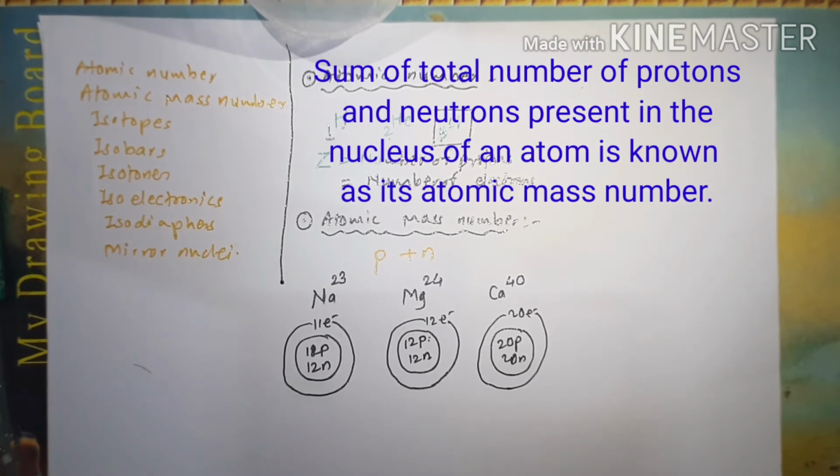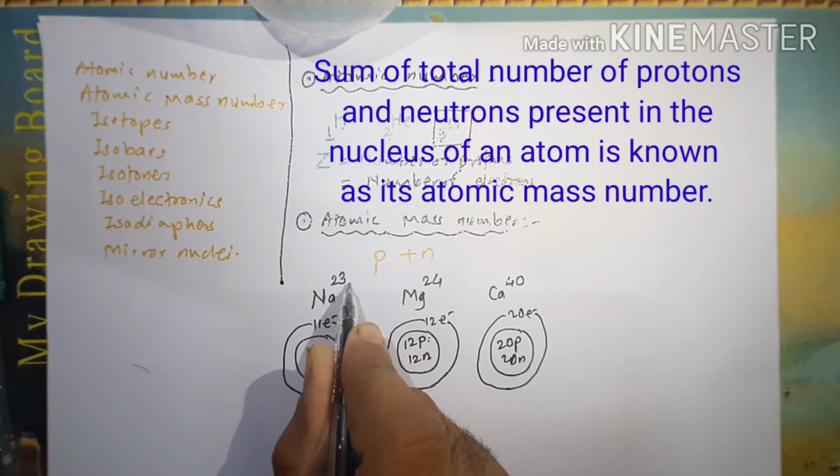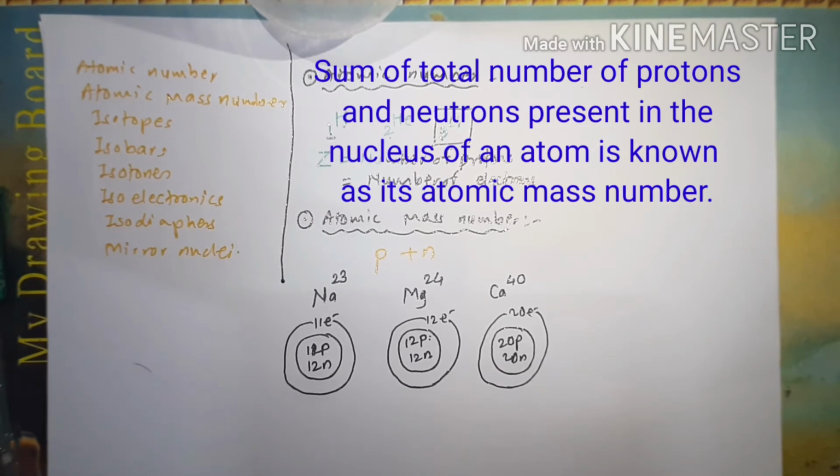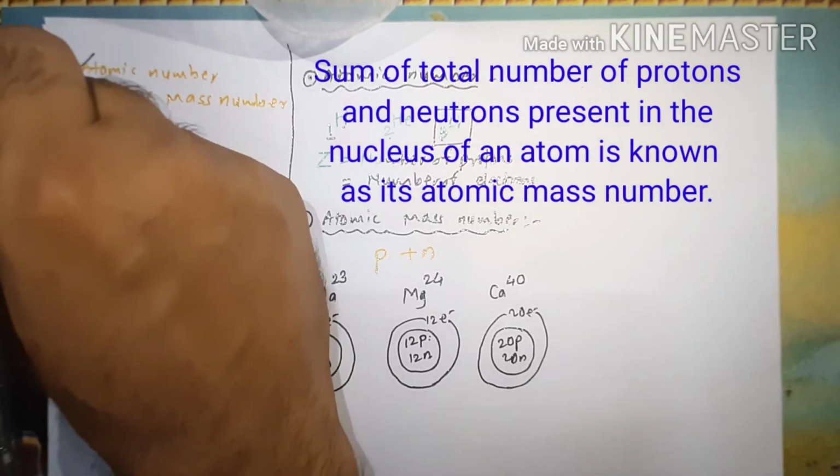Atomic mass number indicates the approximate mass of an element. If we put the unit AMU, it indicates the mass of a single atom. 23 atomic mass unit is the mass of a single sodium atom. 24 atomic mass unit is the mass of one magnesium atom. It is not a characteristic property. Say another atom of argon may have the same atomic mass number. It is not a characteristic property, and it doesn't fix the position of an element in the periodic table as the atomic number does. So here I told about these two terms.